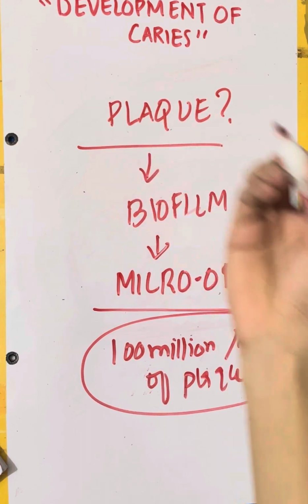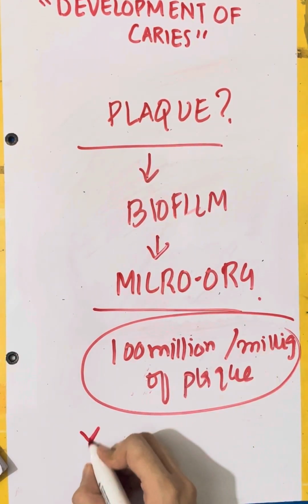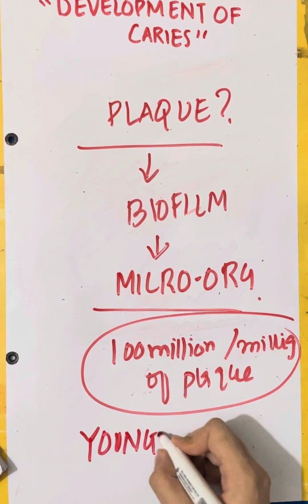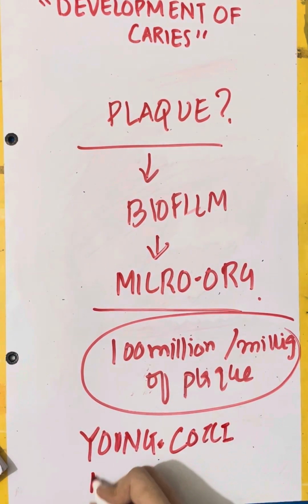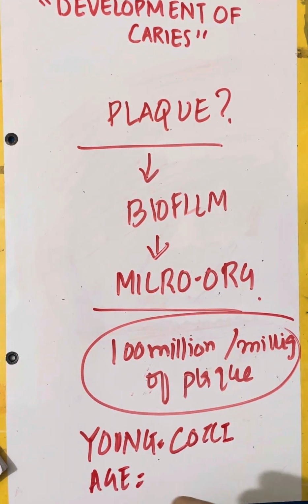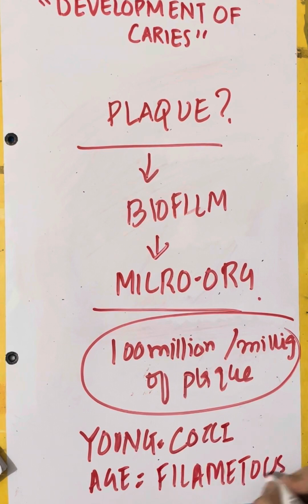Now the plaque contains different types of microorganisms. When the plaque is young, it contains cocci. But when it ages, the bacteria change. The bacteria become filamentous. In aged plaque, we find filamentous bacteria and veillonella. So in young plaque, we find cocci, but in aged plaque, we find filamentous bacteria and veillonella.